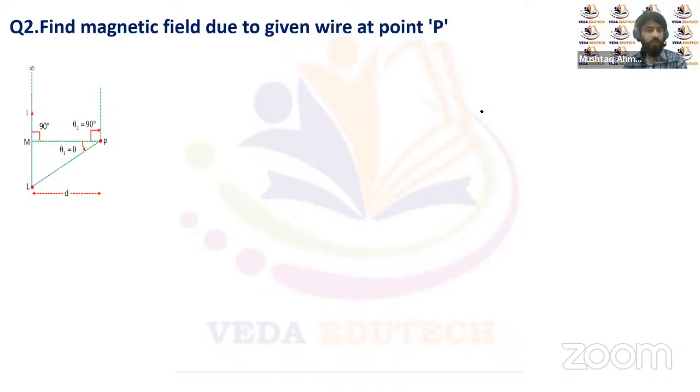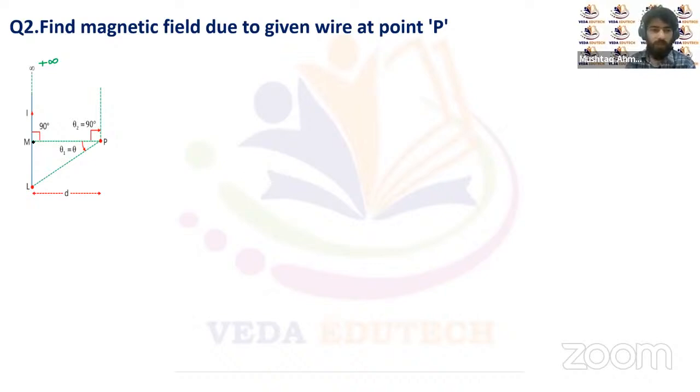Now, another question here is a similar question on the same concept, right? Find the magnetic field due to the given wire at point P. It's almost a similar question, right? But now you can see that the upper end of this wire extends to plus infinity, but the lower end of this wire is finite. It does not extend to infinity. It has a finite length, right?